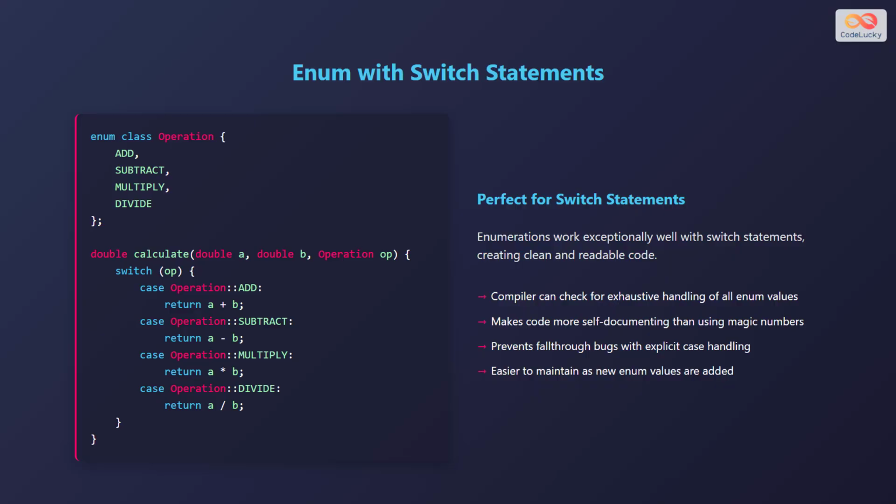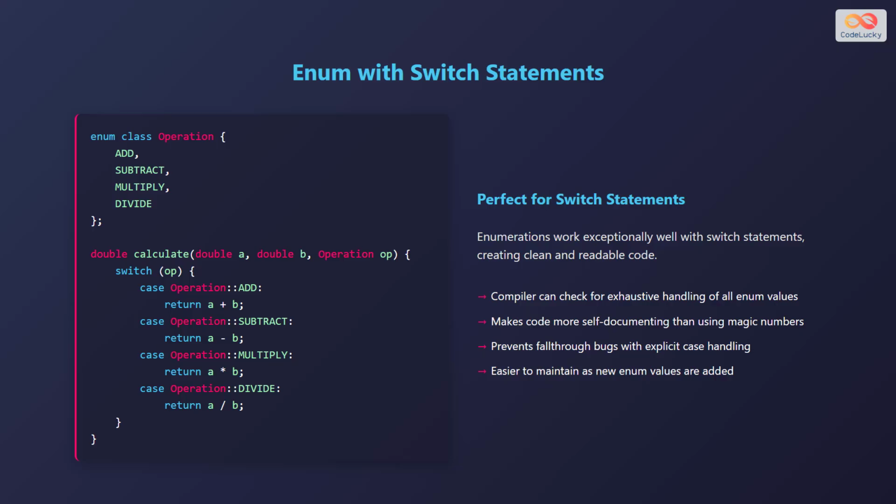Enumerations work exceptionally well with switch statements, creating clean and readable code. The compiler can check for exhaustive handling of all enum values. It makes code more self-documenting than using magic numbers. It prevents fall-through bugs with explicit case handling, and it is easier to maintain as new enum values are added. Here is an example of enum used with switch statements.